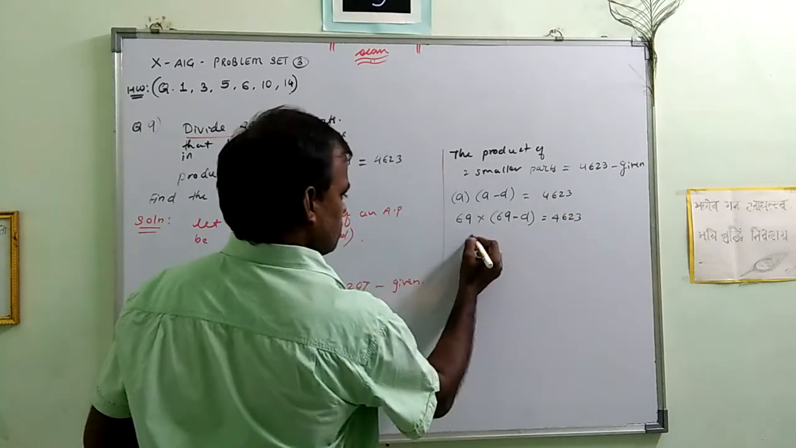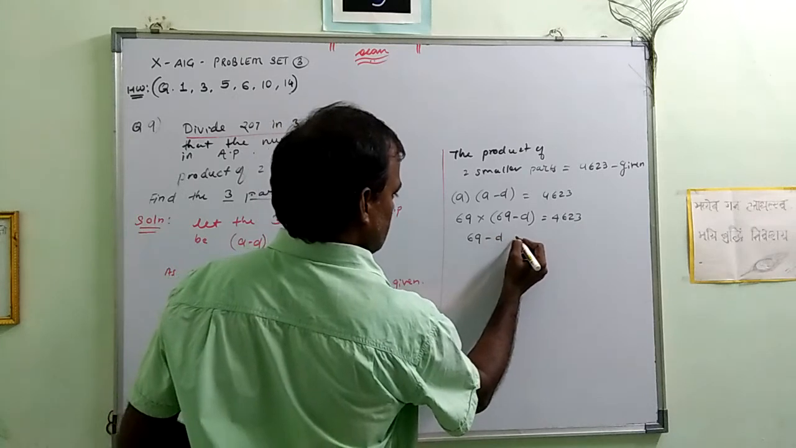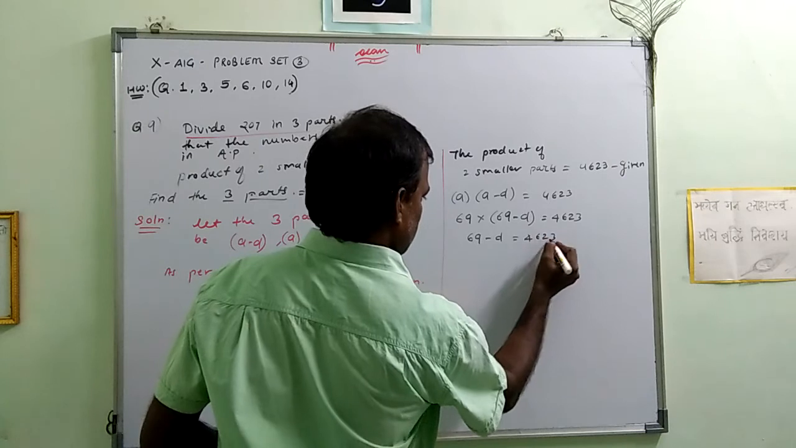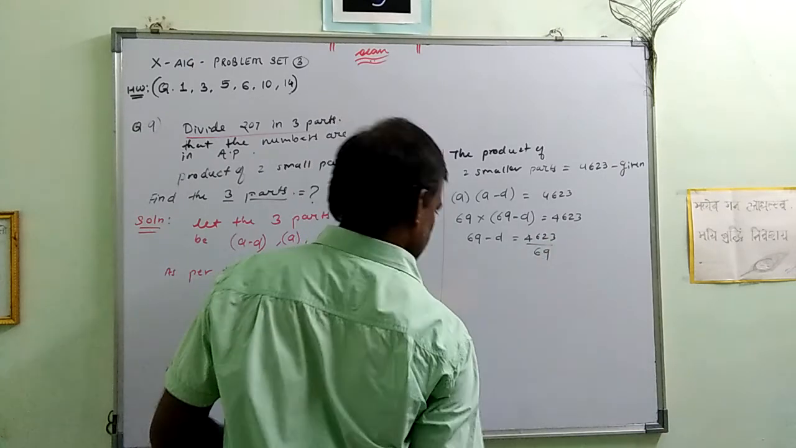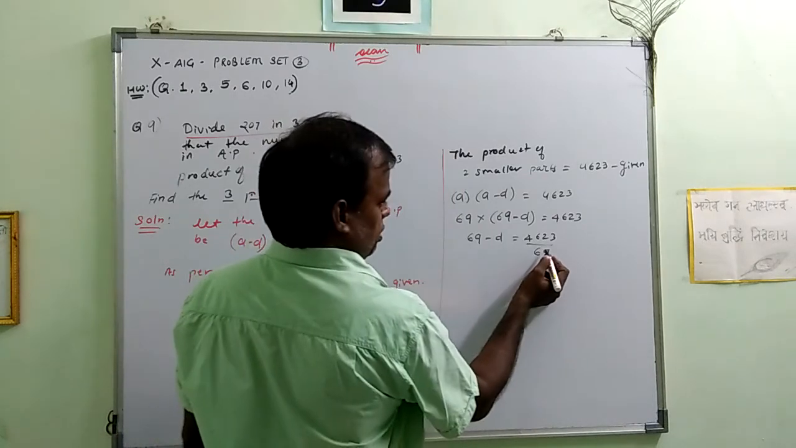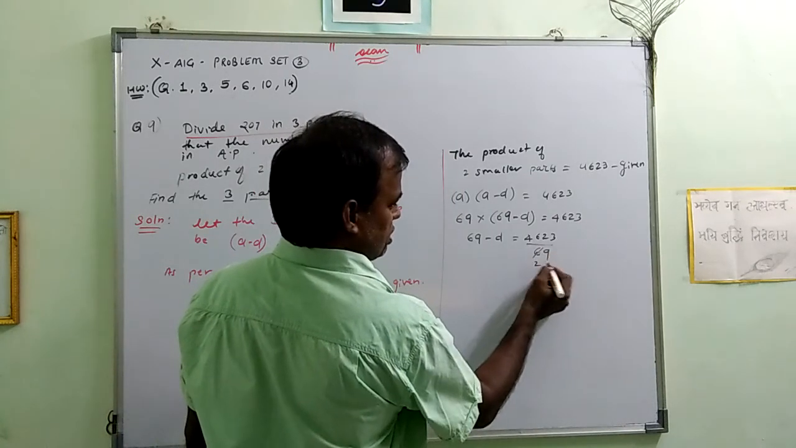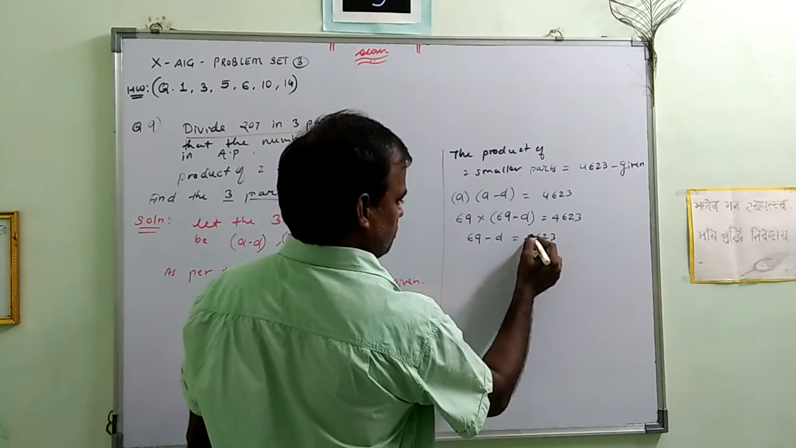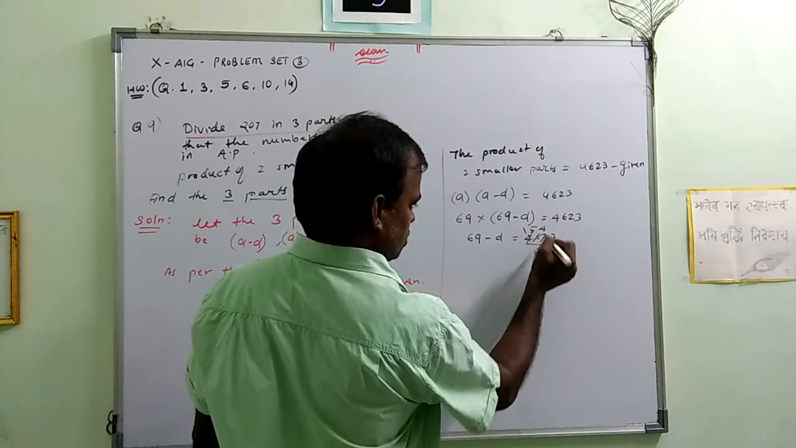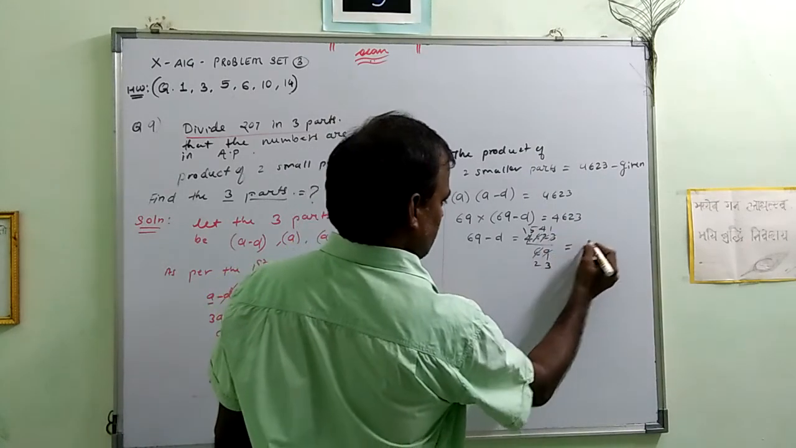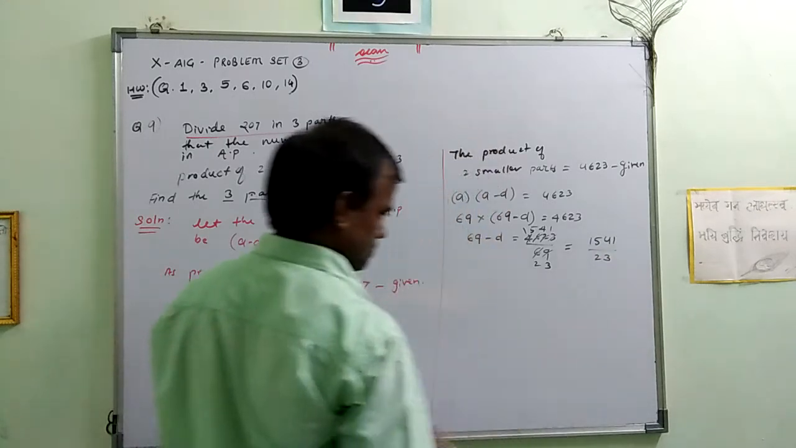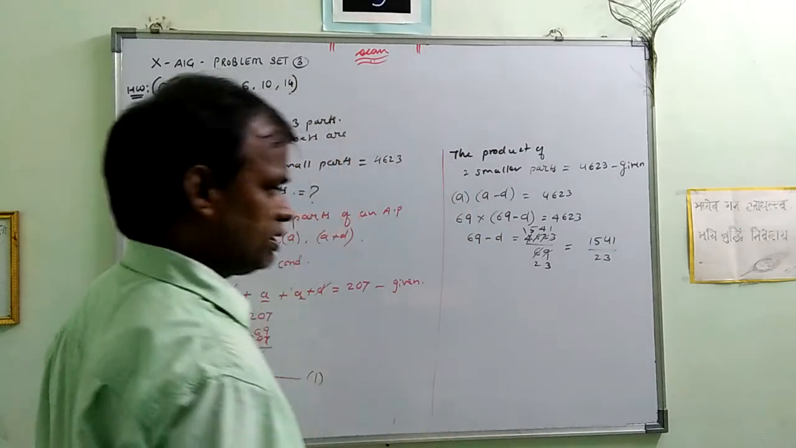So 69 minus D equals to 4623 upon 69. Let's cancel. 3 twos are 6, 3 threes are 9, 3 ones are 3, 3 fives are 15, 3 fours are 12, 3 ones are 3. It gives 1541 upon 23.